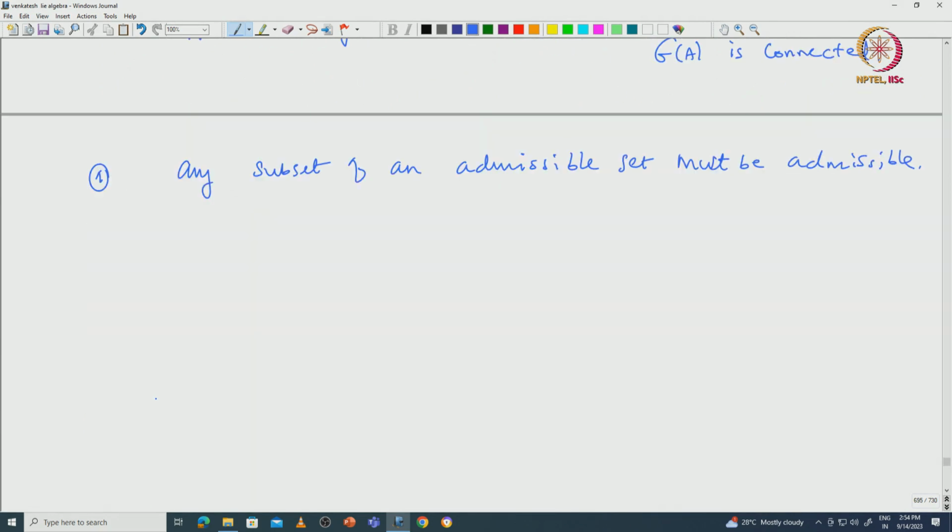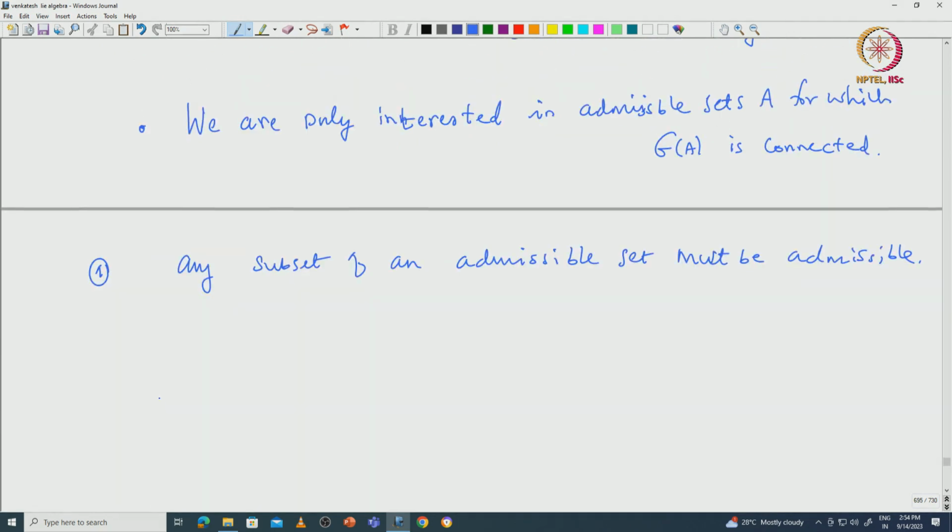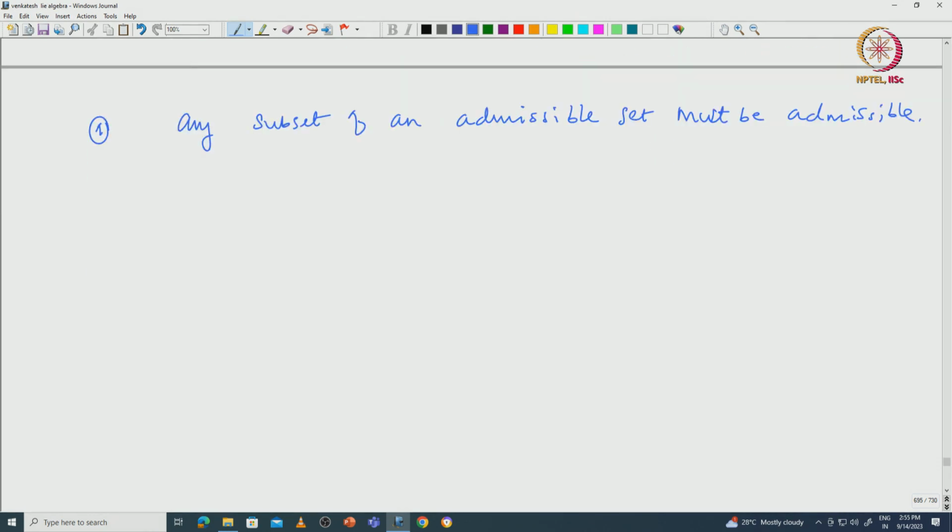So, in particular, if we take the graph of G, the graph of this capital A, G of A, then what you can do is ignore some vertices and take the subgraph corresponding to that. That will again be the graph of some admissible set. So, discarding some vertices is again going to give us the Coxeter graph of some admissible set. Okay. So, what is the second property?